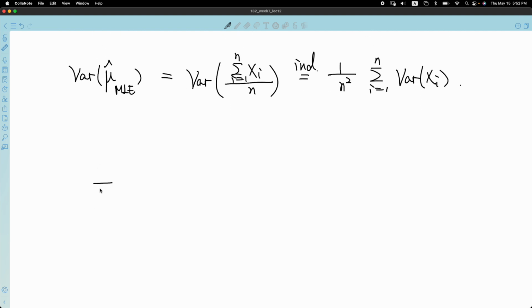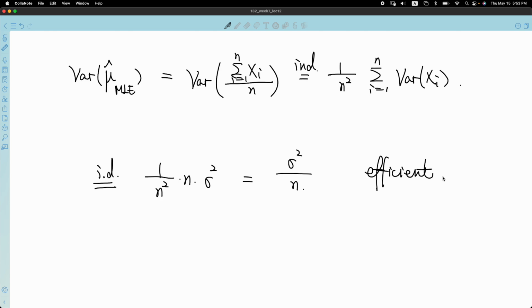Let me be more precise. You have the ID part, the identically distributed part. So you have 1 over n squared, and then you have n copies of that, and each of them is sigma squared. This is because they are identically distributed from the normal with mean mu and variance sigma squared. This is equal to sigma squared over n. So it attained the Cramer-Rao lower bound. We can also say that this is an efficient estimator. If you want, you can also add a comment: it attains the Cramer-Rao lower bound, so it's an efficient estimator.